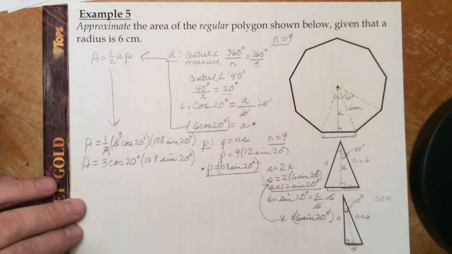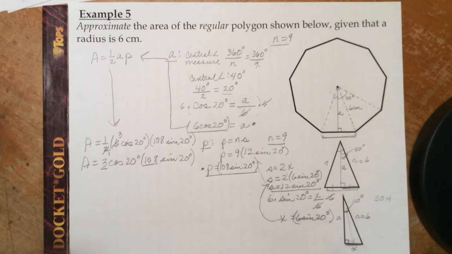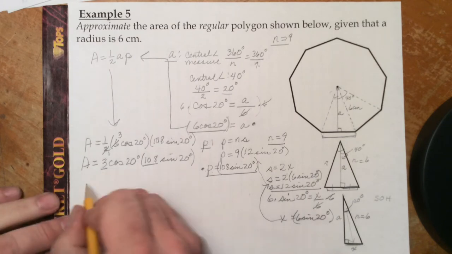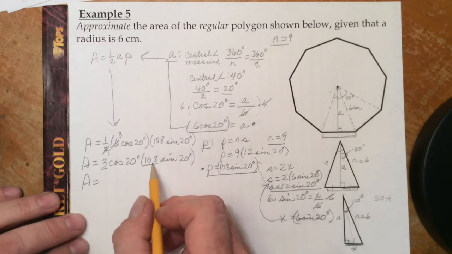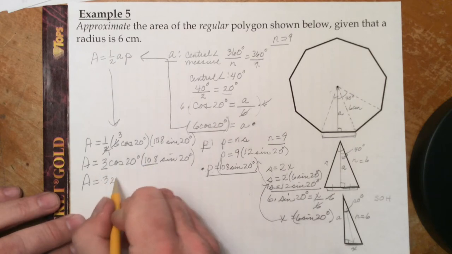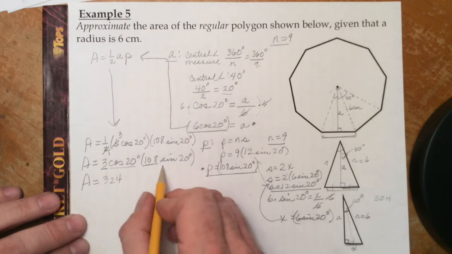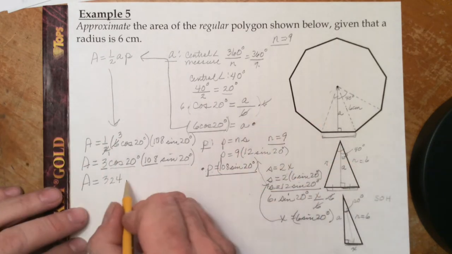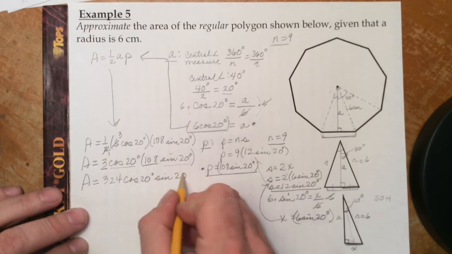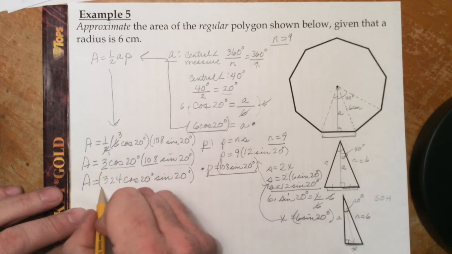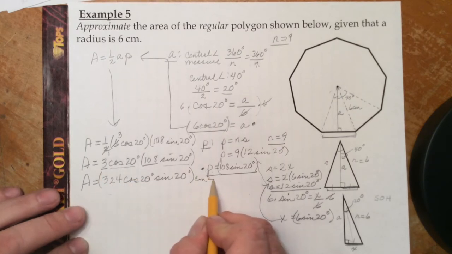And we can simplify just a little bit more by multiplying the 3 and the 108, because they're coefficients of both cosine and sine. So we have area is exactly equal to 108 times 3, which is 324. And then we simply put cosine 20 degrees and sine 20 degrees back to back. They're multiplied together. Cosine 20 degrees, sine 20 degrees. This is the exact area. This would be in centimeters squared if they asked for it.